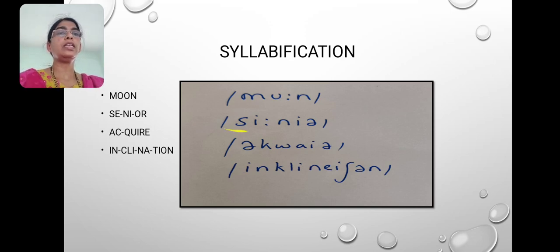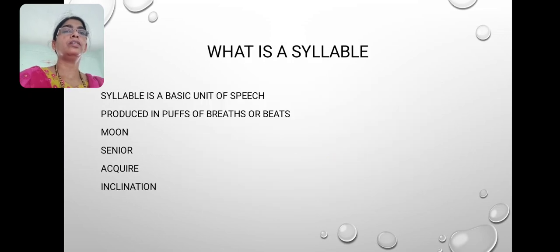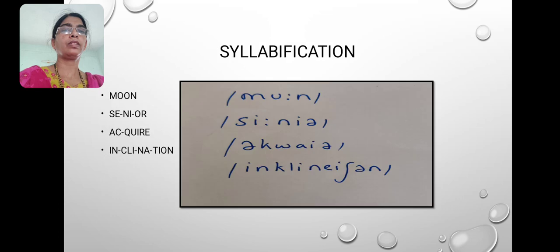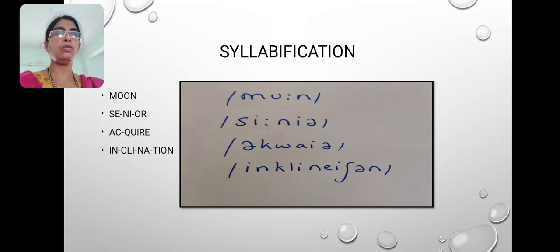So senior can be called a disyllabic word here. Then let us come to acquire. So acquire is a disyllabic word. Inclination, it's a polysyllabic word.